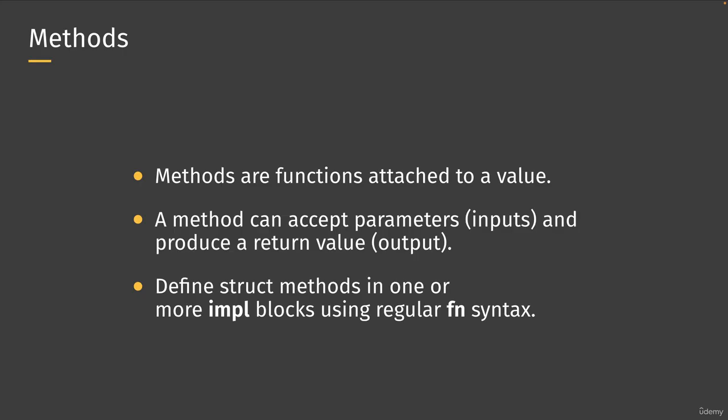A method is a function attached to a value. It is connected to, it lives inside, an instance. A method, much like a regular function, can accept parameters, which represent inputs, and it can produce a single return value, which is the output. After we have our struct blueprint, we use the impl keyword, then the struct name, and then the curly braces, and inside that block, we define all of our methods.